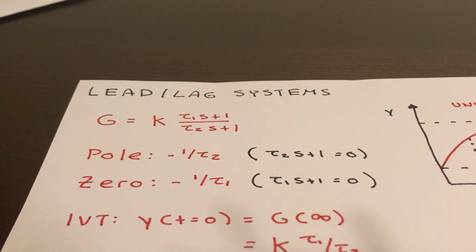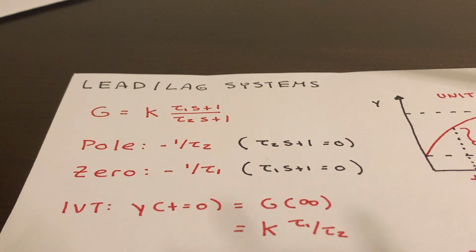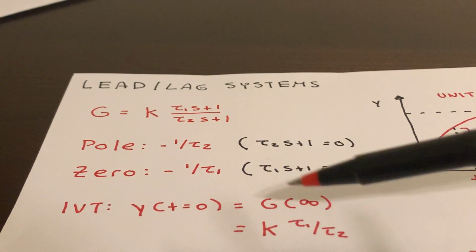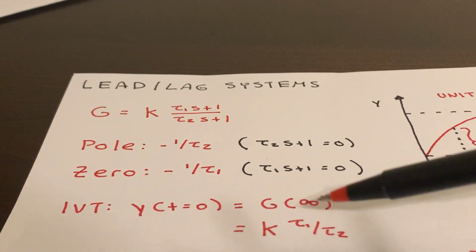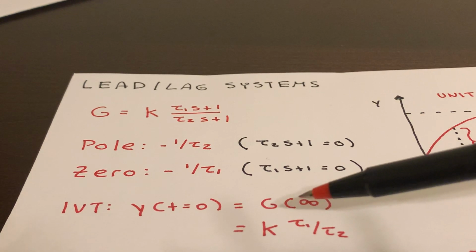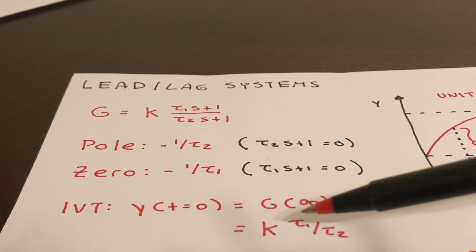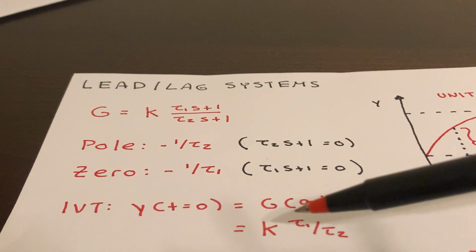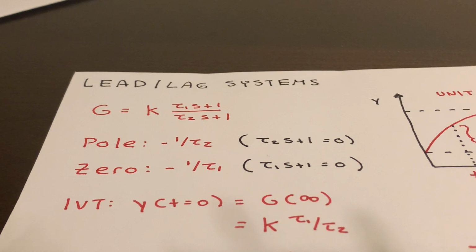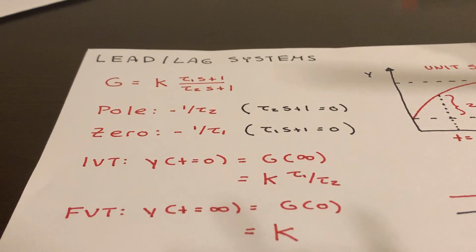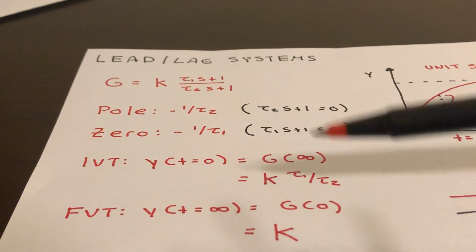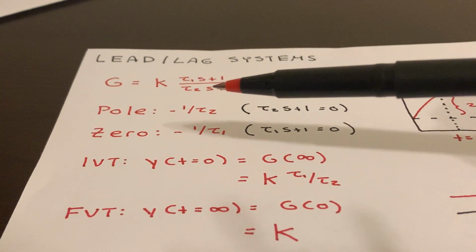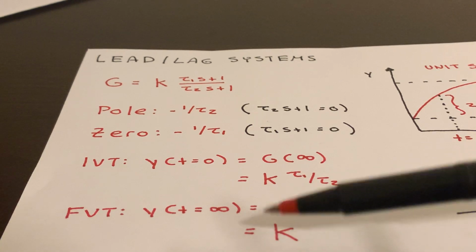And so we can use the initial value theorem. It says that y at time equals 0 is equal to our transfer function evaluated at s equals infinity, again for a unit step response. In this case, we get K tau 1 divided by tau 2. So we're going to have a non-zero initial condition. Likewise, the final value theorem tells us that y at time equals infinity is equal to G at s equals 0. If we set the s's equal to 0, we simply get K back.